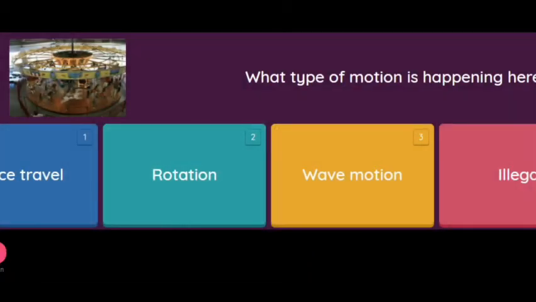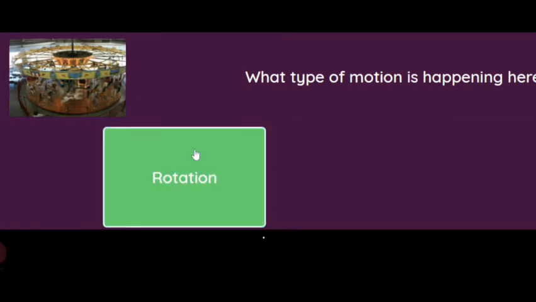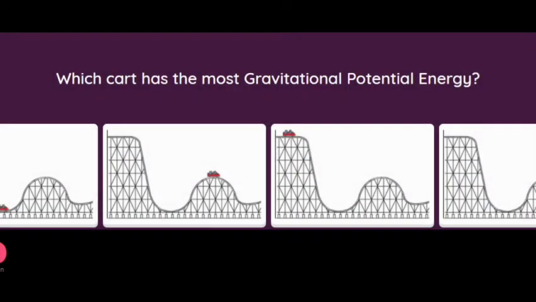Now, here's another wrinkle. Okay, here's a multiple choice, but you refer to a picture. So you read the question, you look at the picture, and then you pick the right answer, just like before, but you got to see what's in the picture. This time the answer is rotation, because it's a merry-go-round.